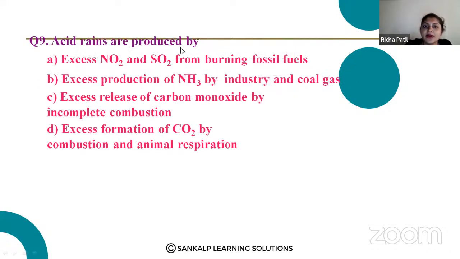Acid rains are produced by. Option A, ma'am. A: excess NO2 and SO2 from burning fossil fuels, which combine with the rain and form acid rain. Okay, so excess release from burning of fossil fuels, NO2 and SO2. It is A.